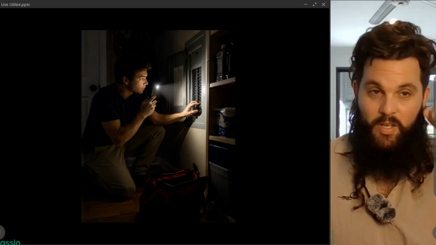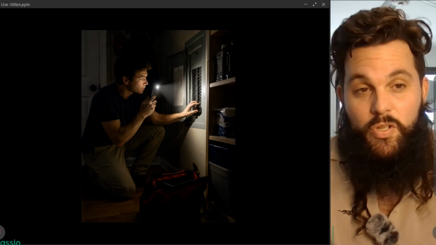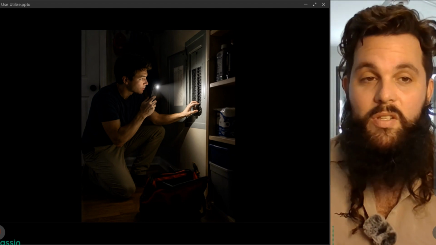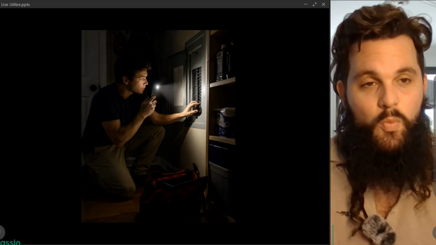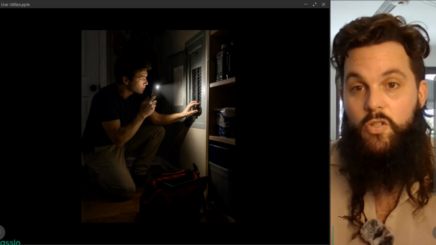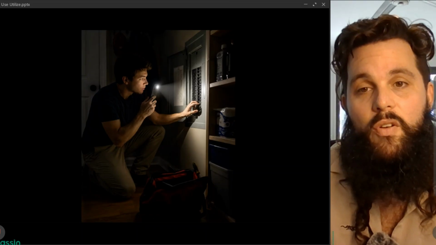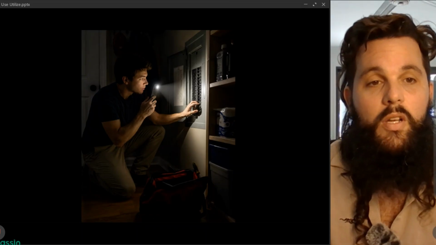Now, the intended purpose of the flashlight on the phone is usually for taking pictures, but I think most of us have used the light as a flashlight as well. So utilize works in this situation as well. He's utilizing the flashlight on his phone to do some work in his house.